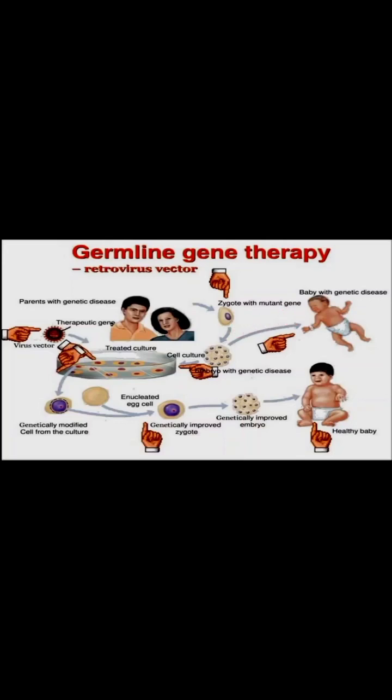Now treat it by gene therapy. Firstly, we isolate the zygote with the mutant gene and place it in culture media. After that, we introduce the therapeutic gene in it. Allow it to grow, then isolate one genetically modified cell from the culture, introduce it in an inoculated egg cell, and then place it in the mother's body.